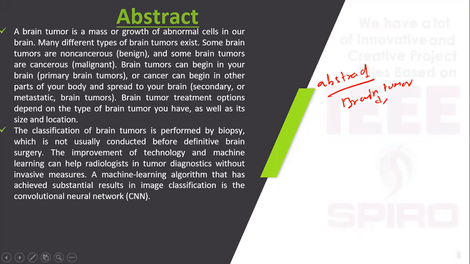A brain tumor is a mass or growth of abnormal cells in our brain. Brain tumors can begin in your brain, or cancer can begin in other parts of your body and spread to your brain. Brain tumor treatment options depend on the type of brain tumor you have, as well as its size and location.